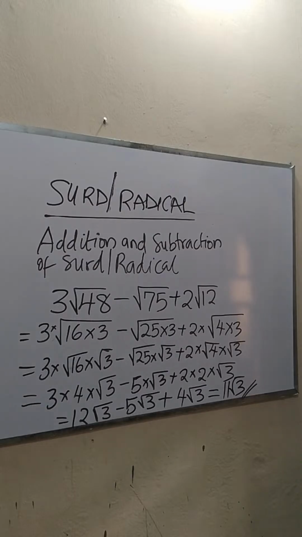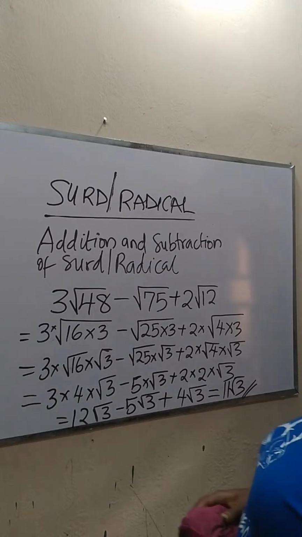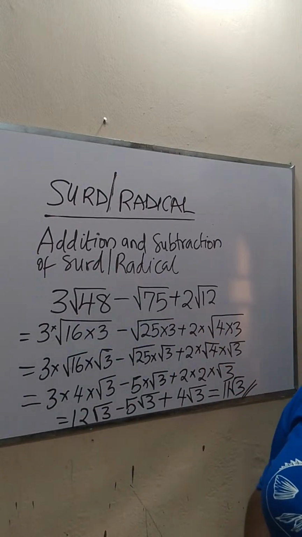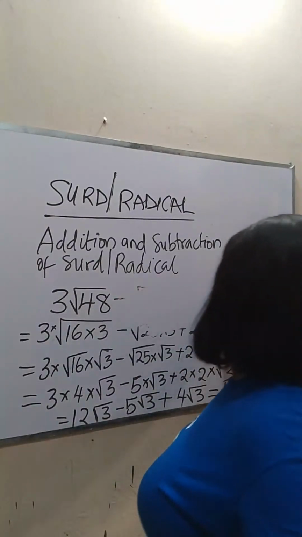All right. So that is on the addition and subtraction of radicals. So we go to multiplication and division of radicals.